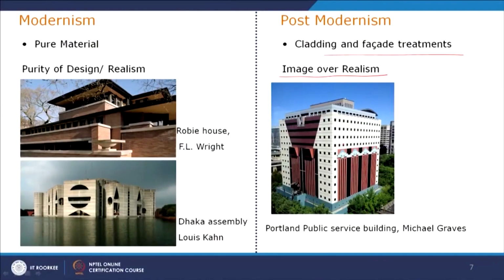So this metal cladding is just a facade treatment, and it's giving a texture of a different material, which is not used as a construction member of the material. In this cladding, it is creating a different look of the building. And this building is the Portland Public Service building by Michael Graves again.